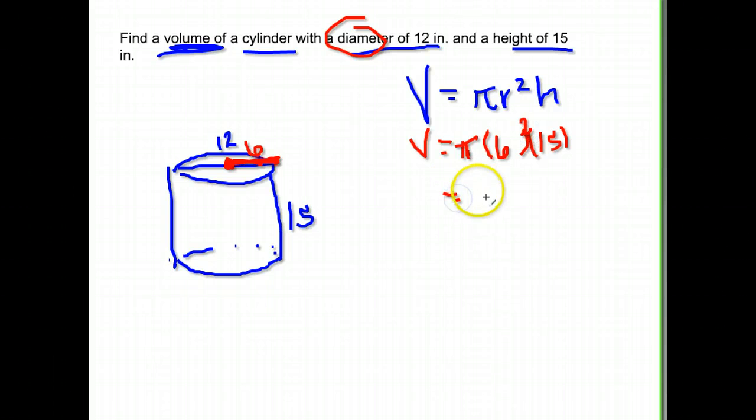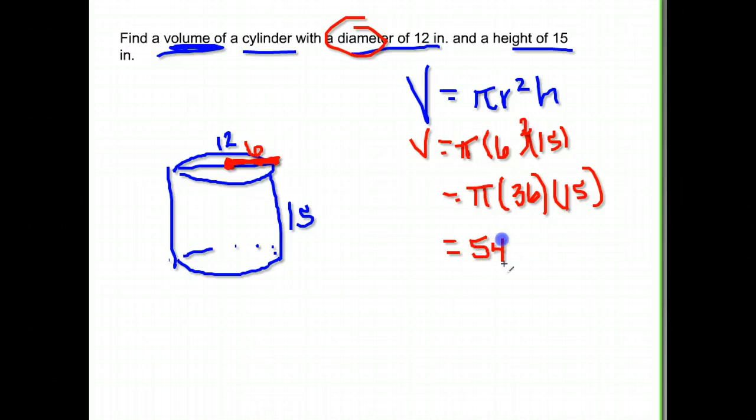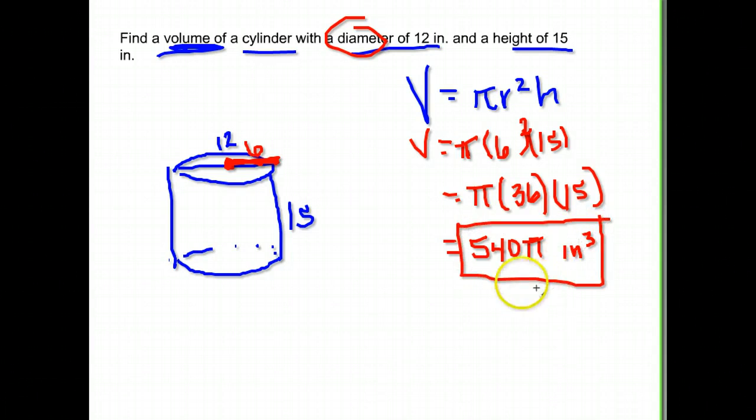So we have pi times 6 squared times 15. 6 squared, 6 times 6 is 36. We multiply that by 15. 36 times 15 is 540. So our answer could be, if they want it in the form where you leave pi, 540 pi cubic inches. If they want it rounded, we go ahead and multiply by pi, and we get 1,696.46 cubic inches. Both correct answers. It just depends on what form they're looking for at the moment.